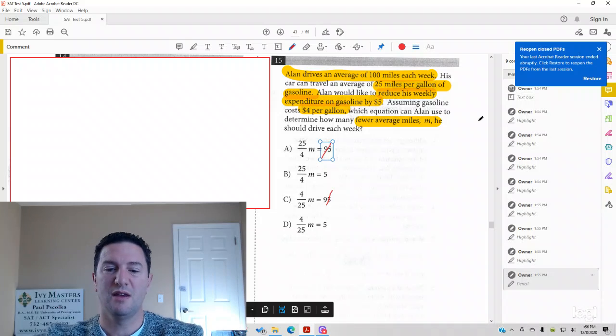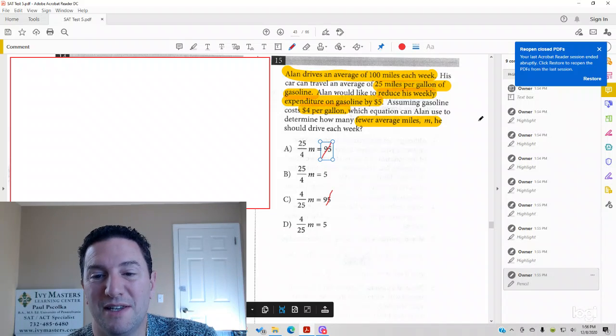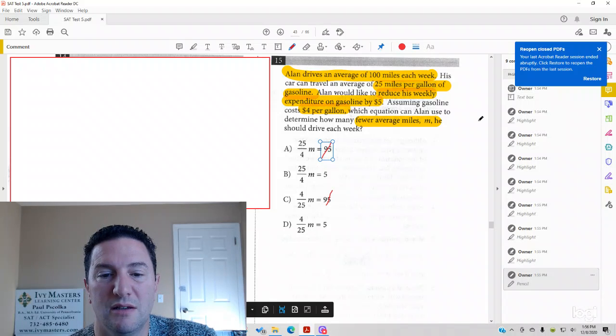Now, 5 is a dollars unit. He wants to reduce his weekly expenditure by $5. So we know we need dollars on the top. What from the question has dollars in it? $4 per gallon. So it looks like $4 is going to be on the top. It looks like the answer is going to be D.